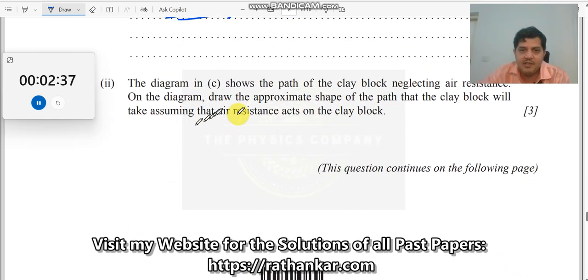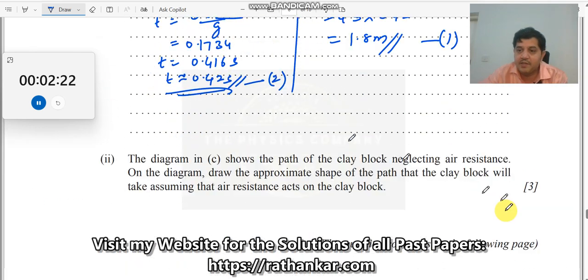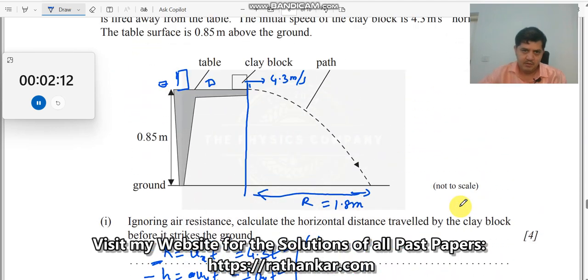The diagram in C shows the path of the clay block neglecting air resistance. The previous one, neglecting air resistance. On the diagram, draw the approximate shape of the path that the clay block will take, assuming that the air resistance acts on the clay block. Okay, so very easy, but it is asked for 3 marks, right? So what all steps should you actually take into consideration? That's what we need to look into. Now it is asking you, with the air resistance, what will happen? With the air resistance, the object will fall here only.